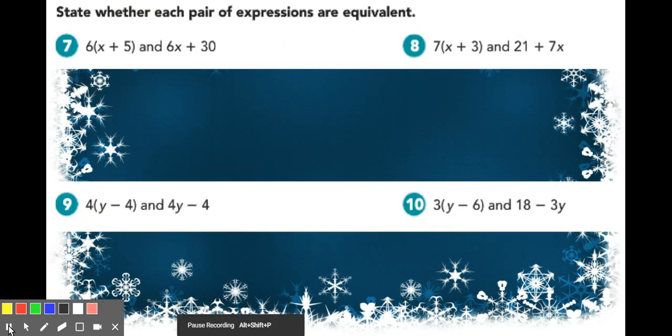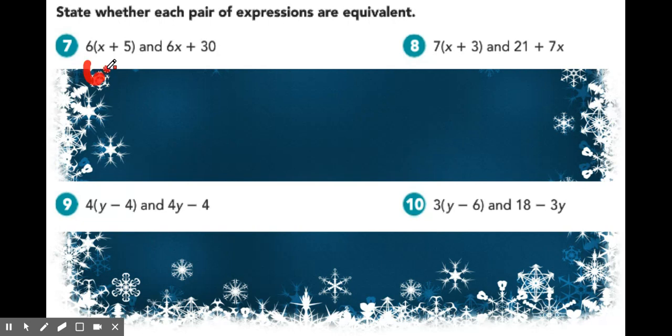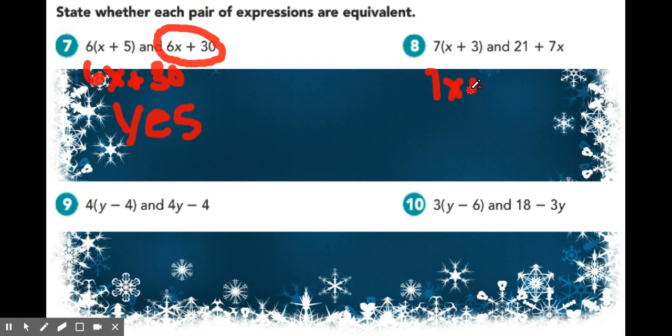All right, so now I need to state whether each pair of expressions are equivalent or not. So when I distribute my 6 in, I get 6x plus 30. And when I distribute my 6 in, I get the same expression, which means yes, these two are equivalent. Now I go ahead and I distribute my 7 in. I have 7x plus 7 times 3 is 21. When I look at this, my 21 and my 7x are in different orders, but because it's addition, that doesn't matter. These two expressions are equivalent.